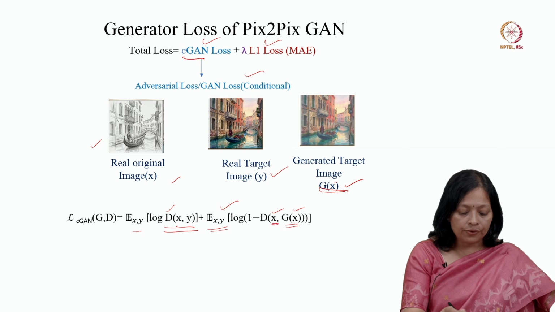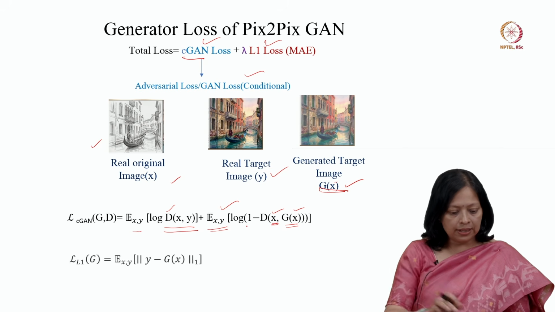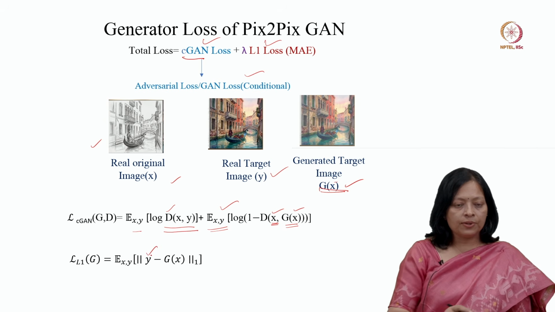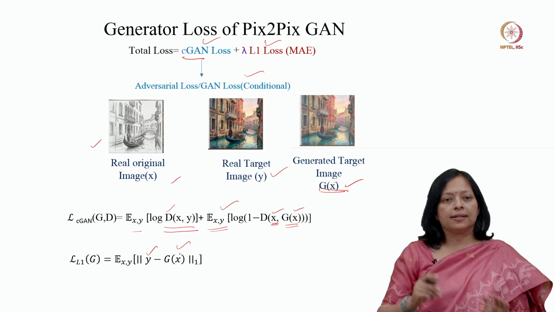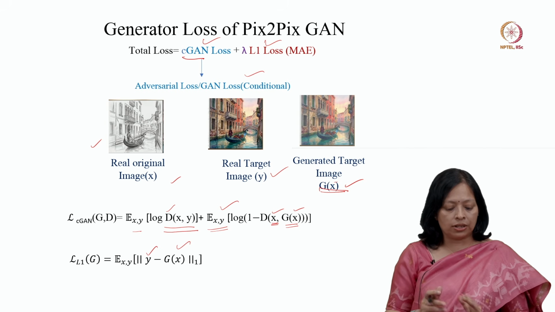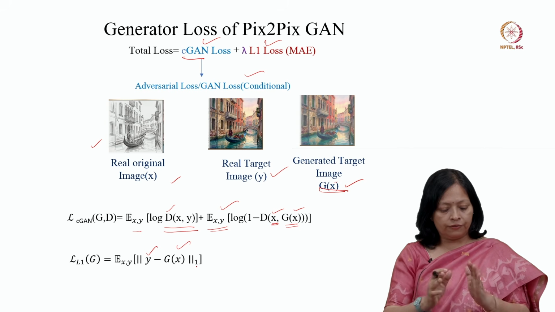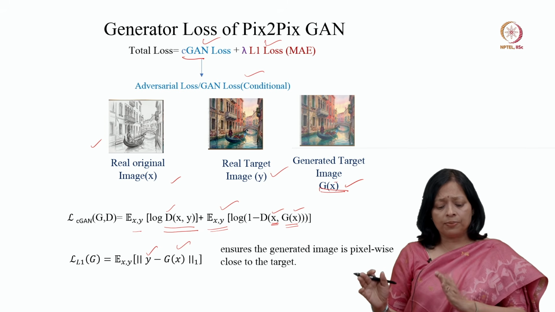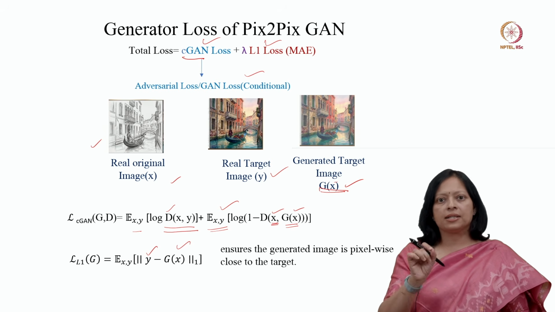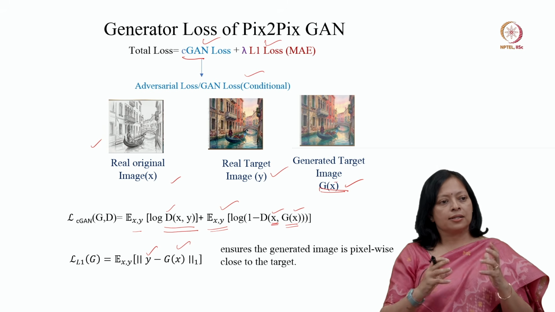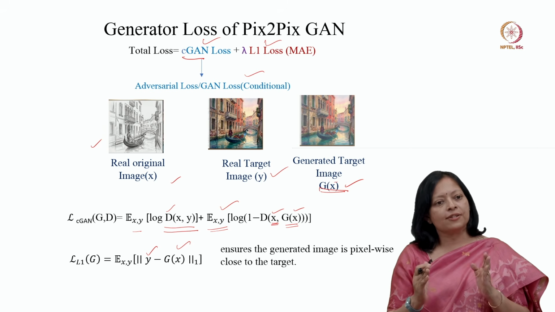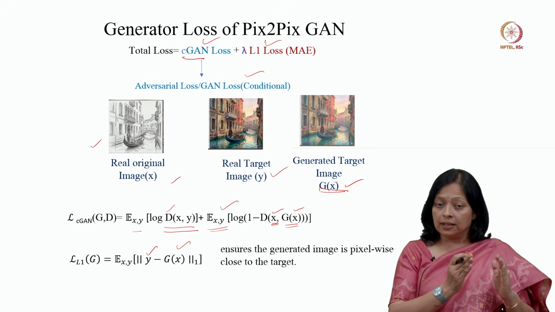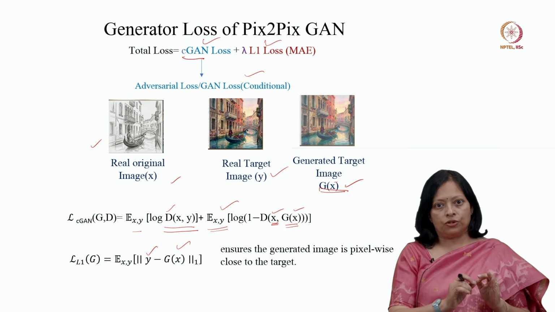And if you see, this is the CGAN loss, and the L1 loss is basically the difference between your actual target and the target that is generated using the generator. So, it is an absolute difference between them. It is the L1 loss, and this ensures that the generated image is pixel-wise close to the target. So, pixel by pixel there will be comparison, and when this loss is minimized, that means each and every pixel of the generated image is coming closer to the pixel of the target image, okay, each and every pixel.